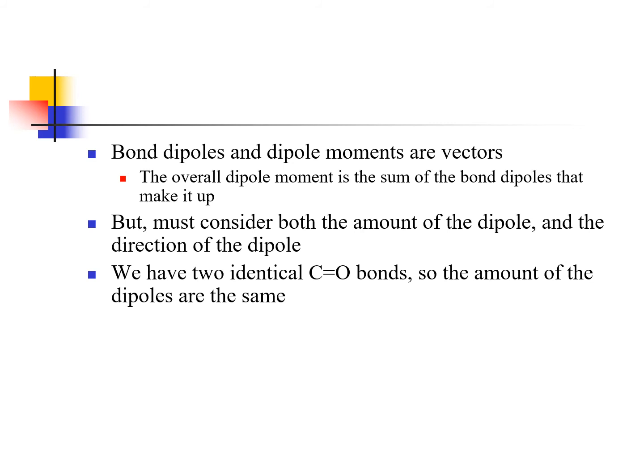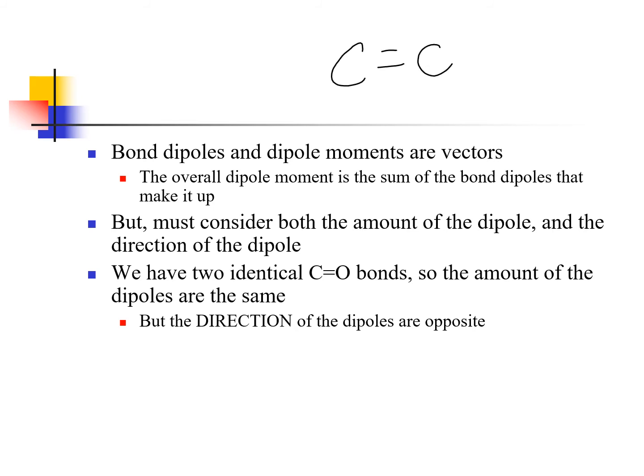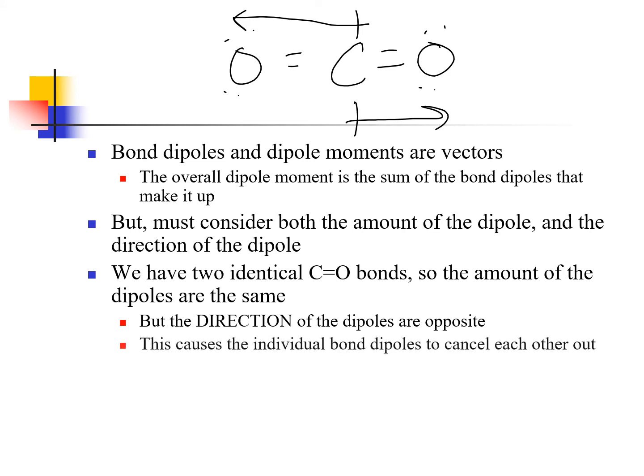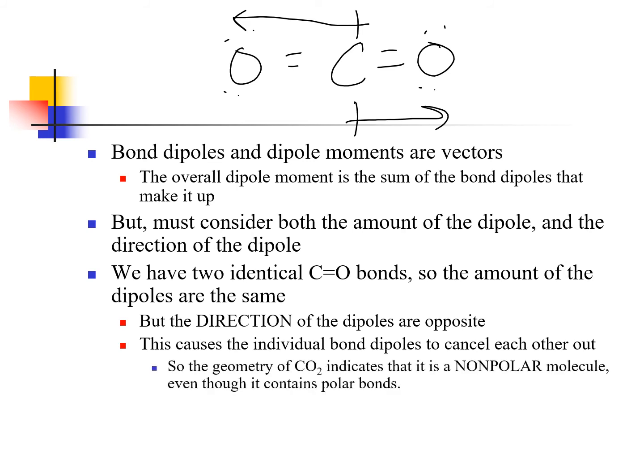So with that carbon dioxide, back up here, if I was to write that, oxygen's more electronegative, so electrons get pulled to the right, and electrons get pulled to the left. The electrons are being pulled left and right equally, but the directions are opposite. And so what actually happens is the individual dipoles cancel. So from the geometry of carbon dioxide, we would say it's a nonpolar molecule. Even though there are polar bonds in it, the molecule as a whole is nonpolar.